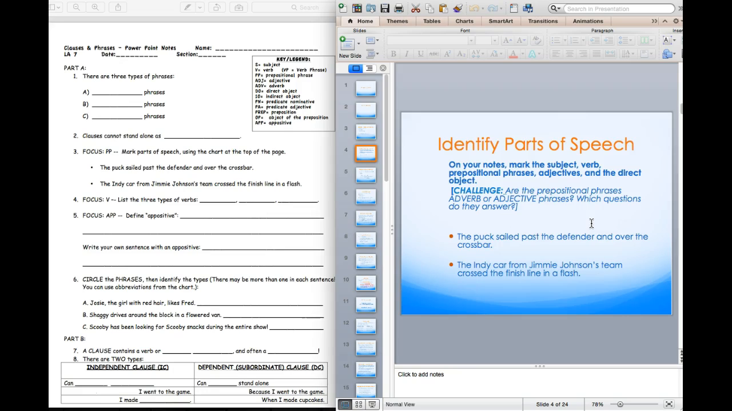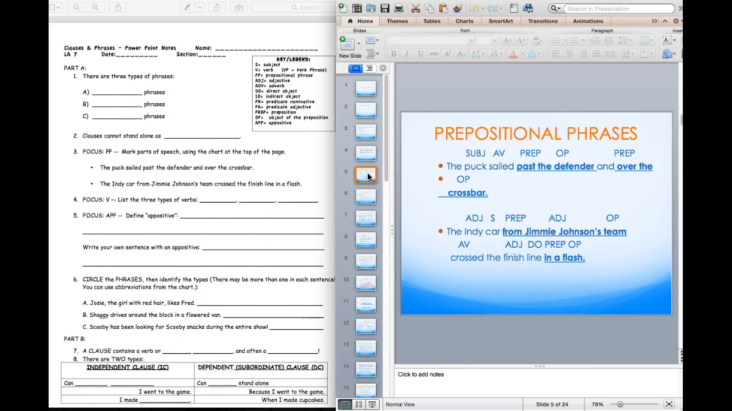If you need to hit the pause button, go ahead, but please mark the subject, the verb, prepositional phrases, just cross them out, adjectives, which could also be in prepositional phrases, and then also you will have a direct object in one of them. Okay, here are your answers. So you can see that we have our direct object in the second one, and you can just go ahead and check your work there real quick.